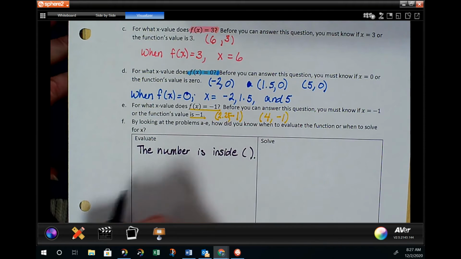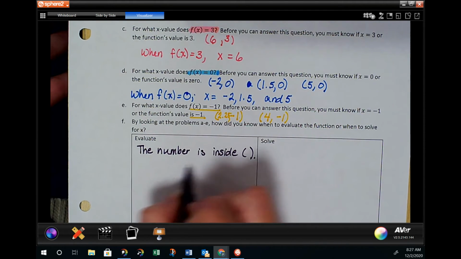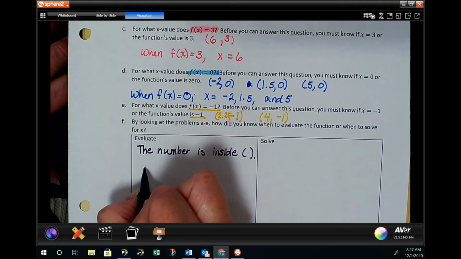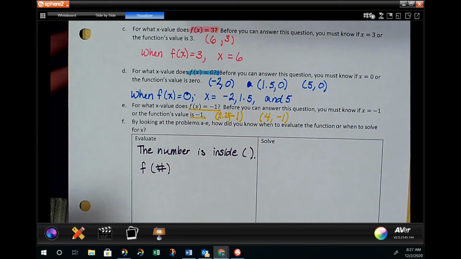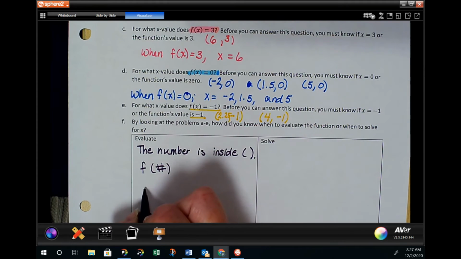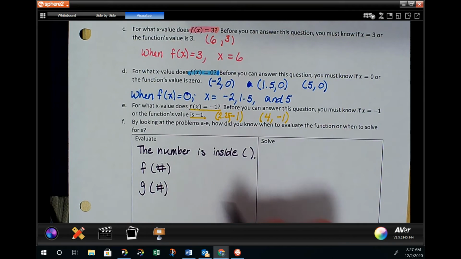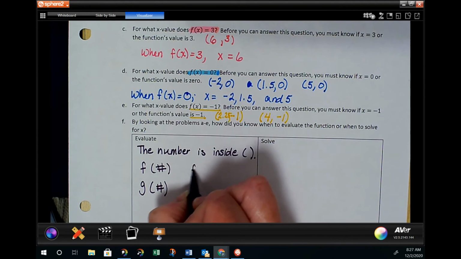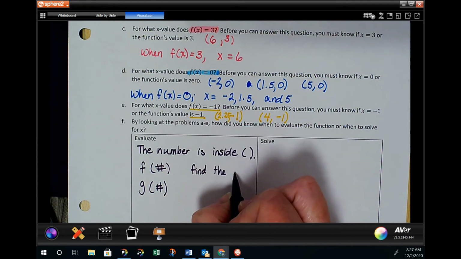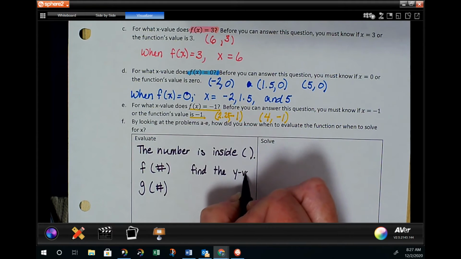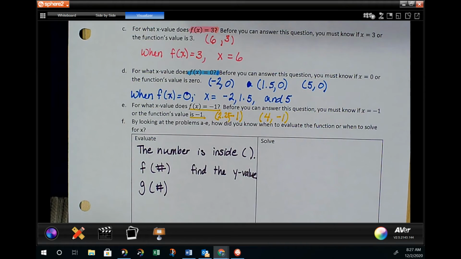And then the next piece is, when do you know? It's like f and then the number. Okay, and that's a number sign, not a hashtag. Or you could have g and then the number sign. That's when you're finding the y value. That's what evaluate means. You're going to go through and find that y value.